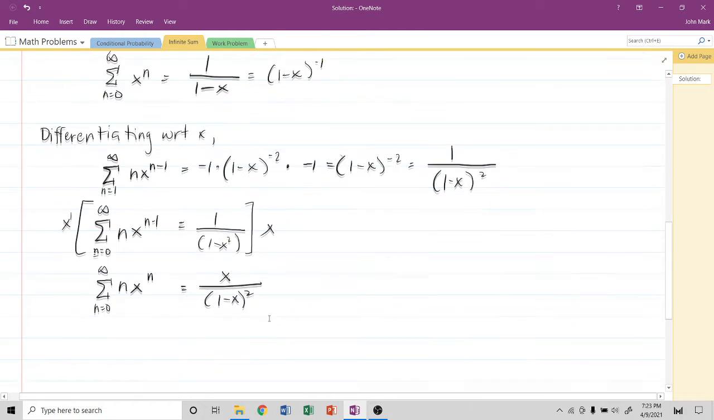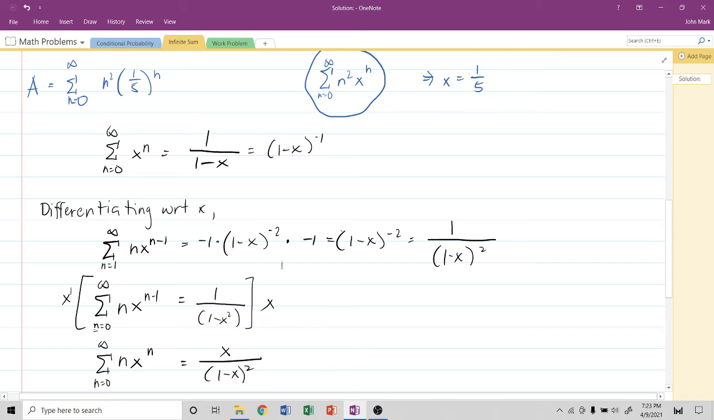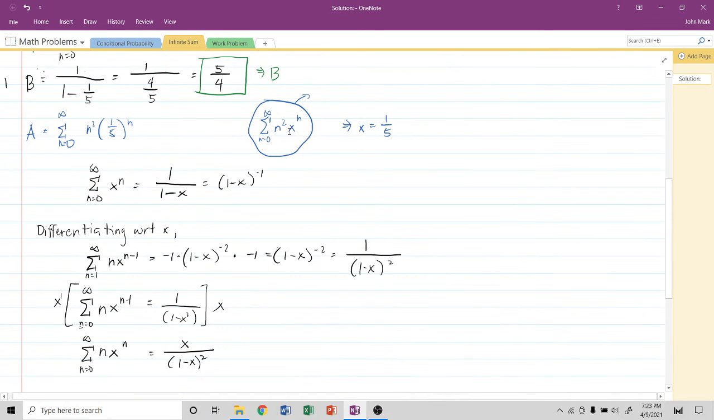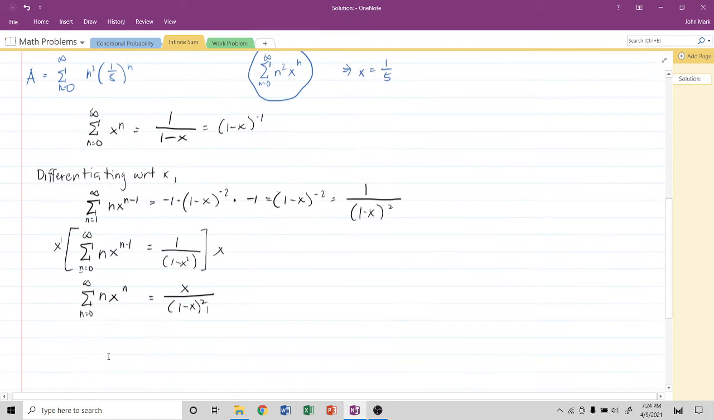So now, medyo lumalapit na tayo dun sa ating target form. Ang target form natin is n squared x raised to n. Now we have n x raised to n. So maybe now you can have the idea on kung ano yung gagawin nating sunod. We'll again differentiate this term. So differentiating again with respect to x.